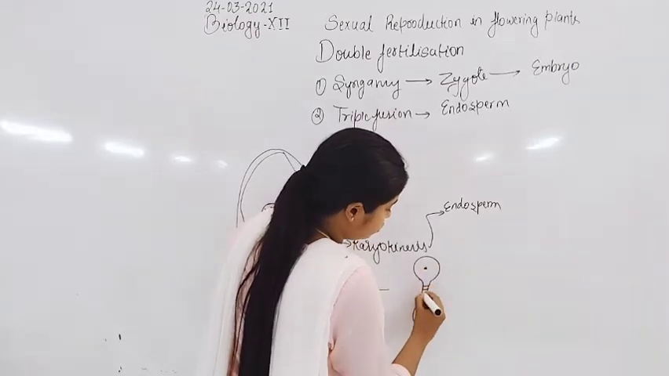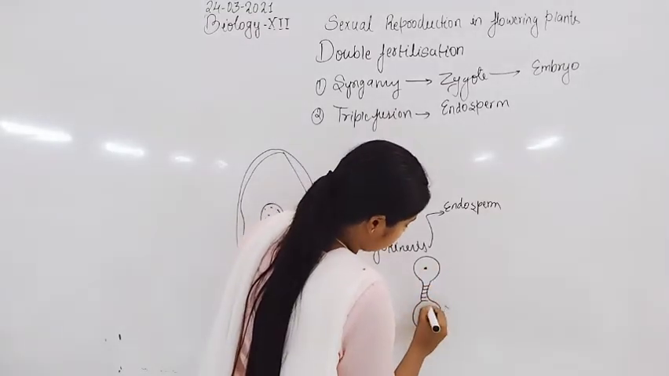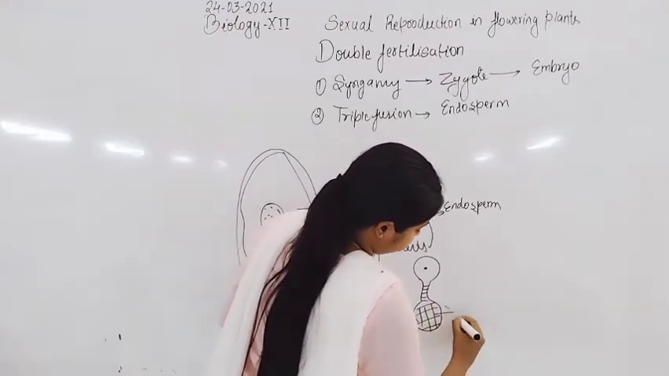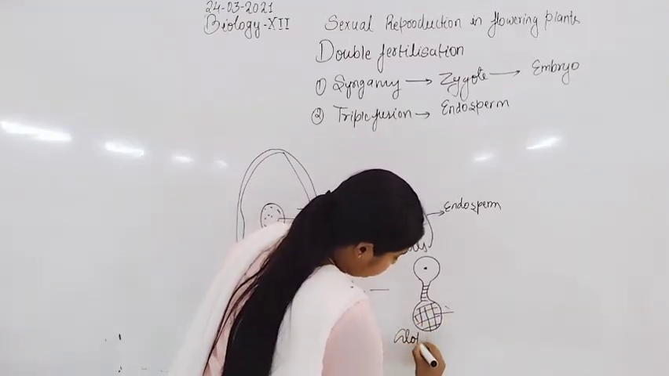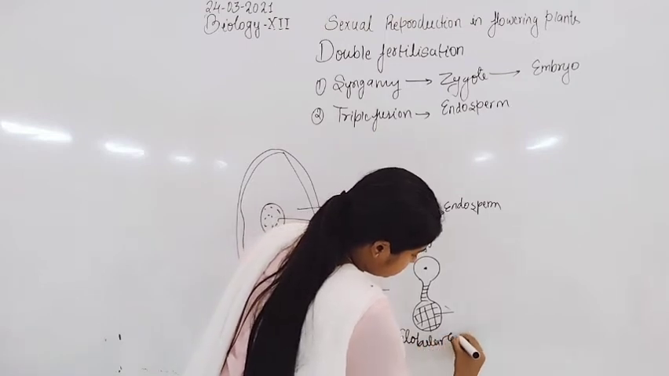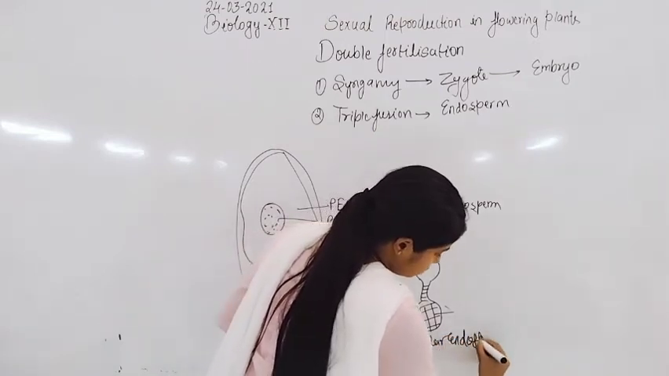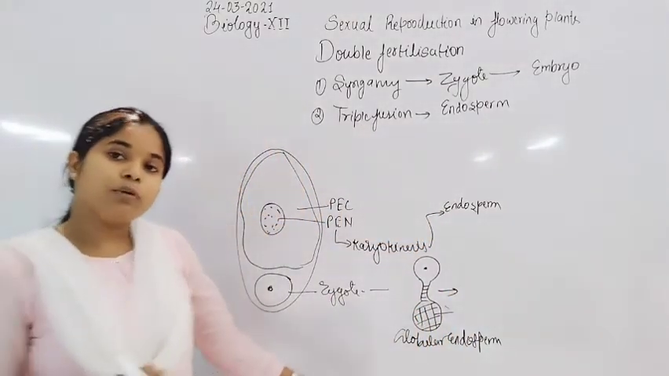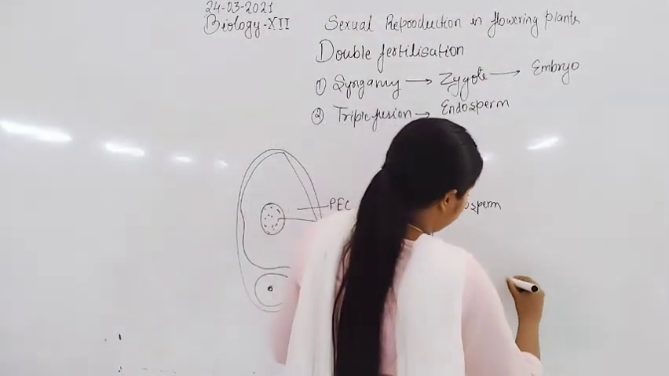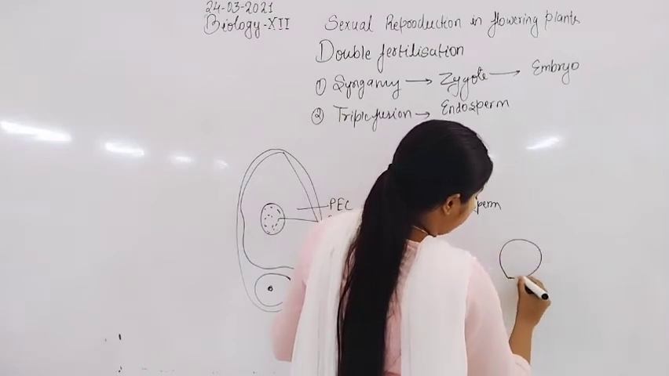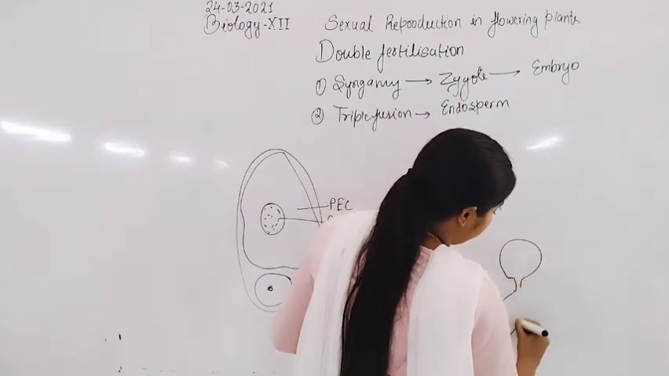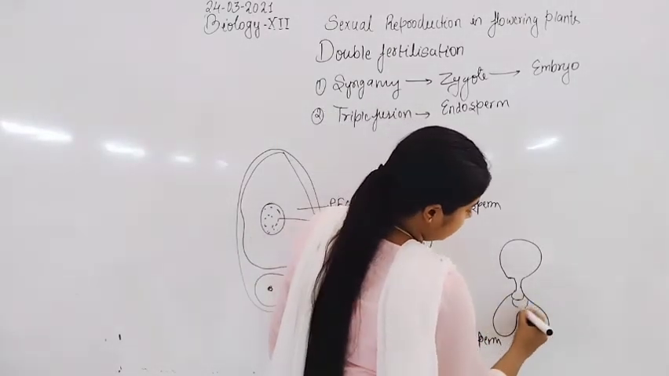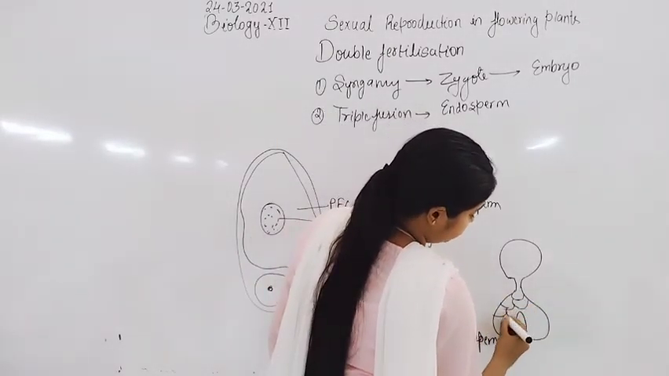After the mitosis, from the zygote there is formation of the globular embryo. Here is the globular embryo. From the globular embryo, there is formation of the heart-shaped embryo. Here is the heart-shaped embryo.